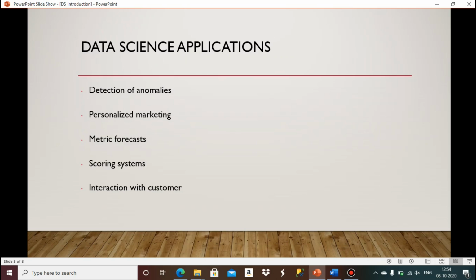First of all is detection of anomalies. Whenever a stream of data or input is coming, and there is information about some system, when something is wrong or not matching, those types of patterns can be detected through data science. So anomalies can be detected.